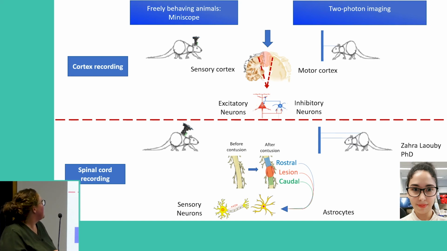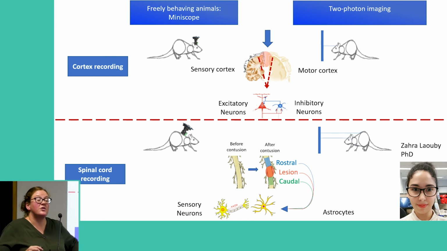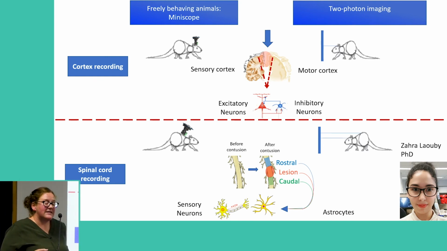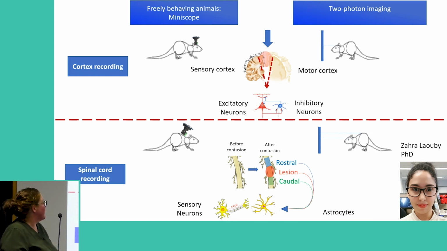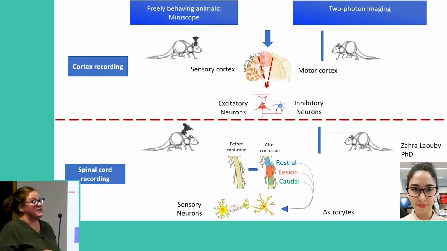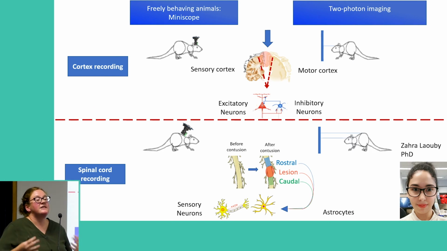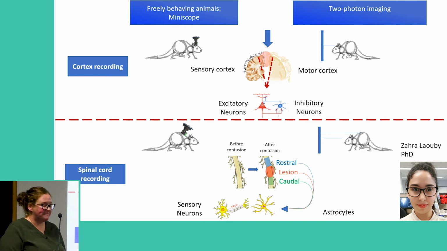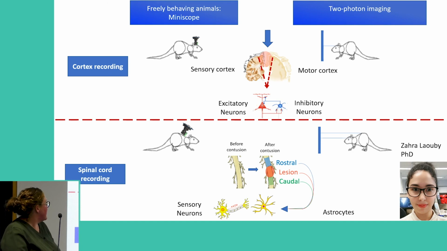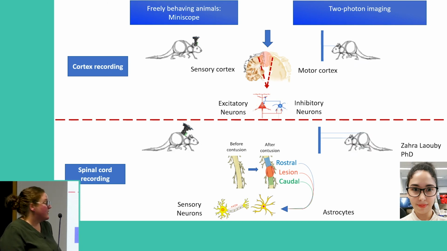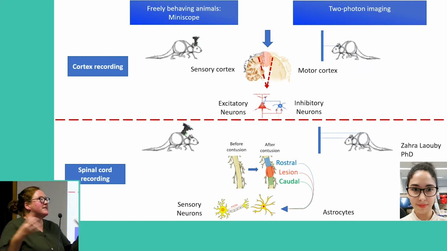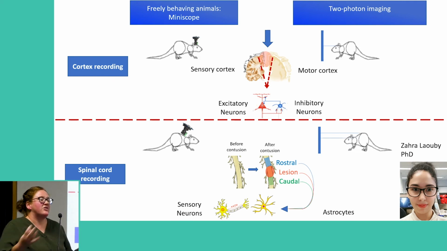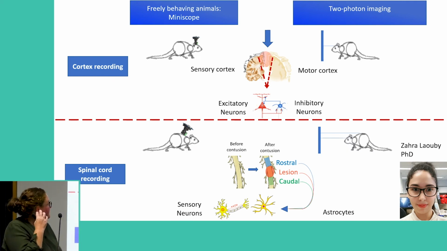But then we're also planning to mount the Miniscopes on the spine of the rats. And some other people have done this overseas, and we're working towards doing it ourselves at the moment. So then we can really look into the spinal cord and see how the activity in the spinal cord is changing. And we're planning to look at sensory neurons in the spinal cord, but also looking at astrocytes, because the astrocytes are actually the cells which are controlling this secondary response to this inflammation.